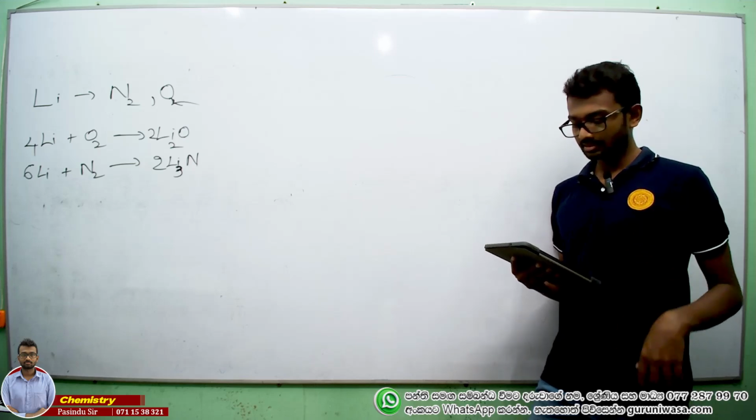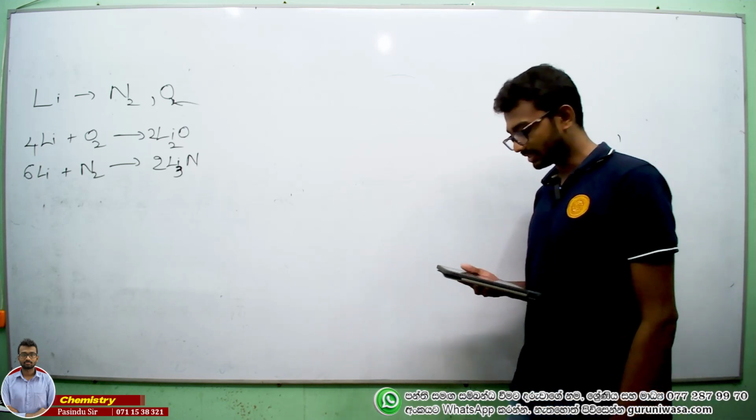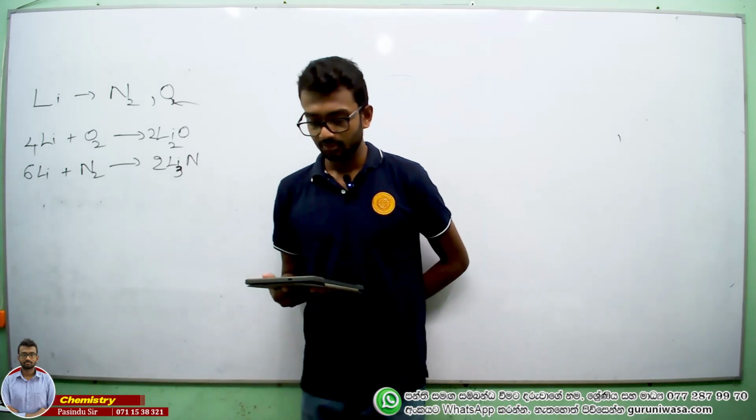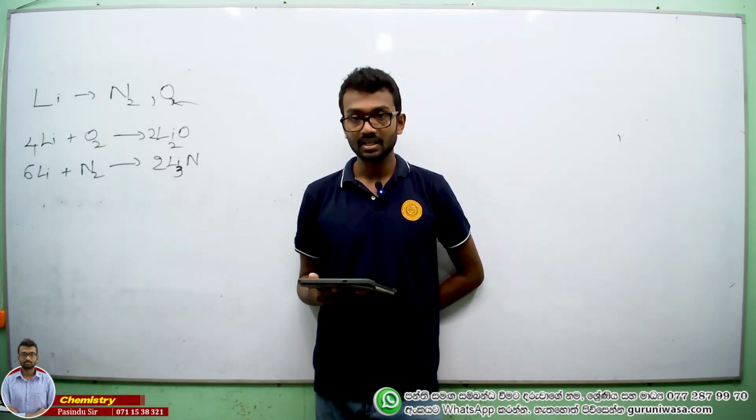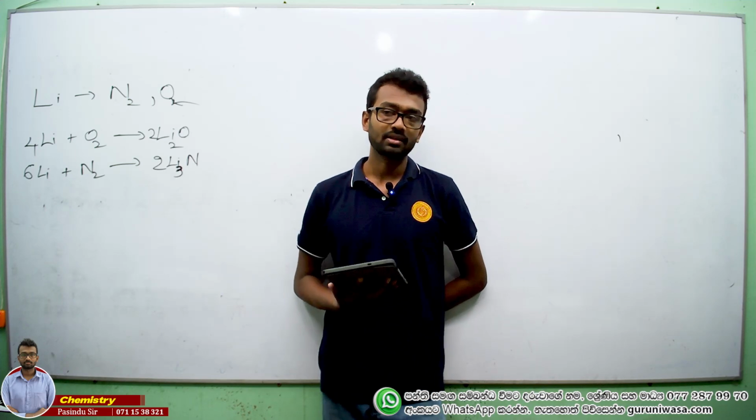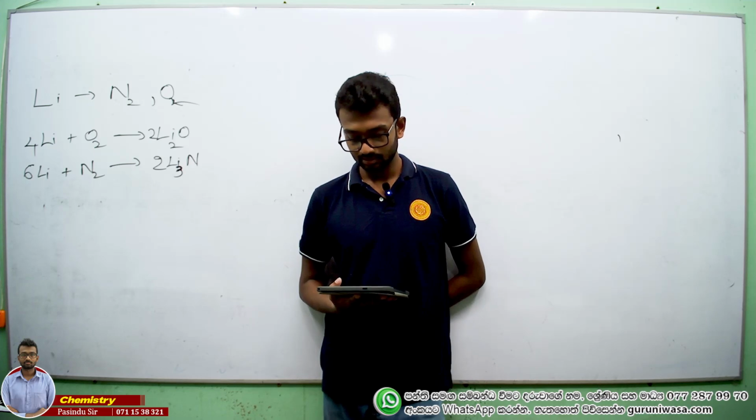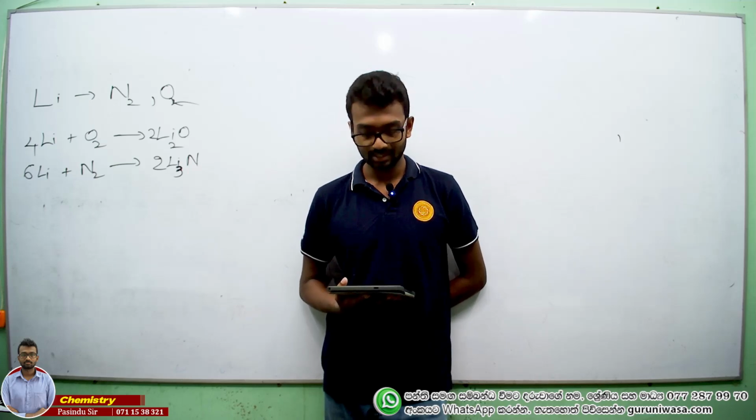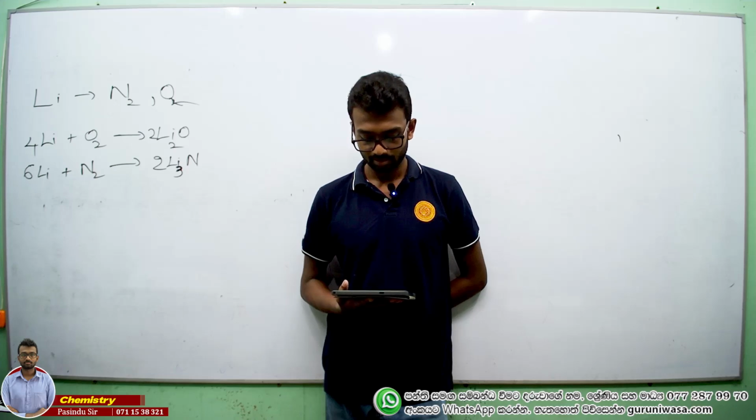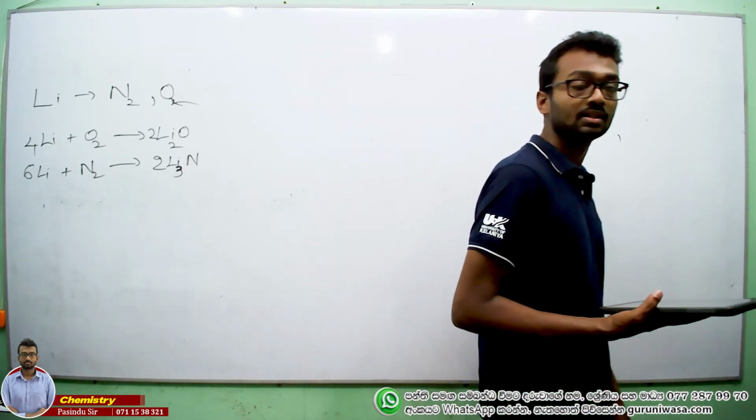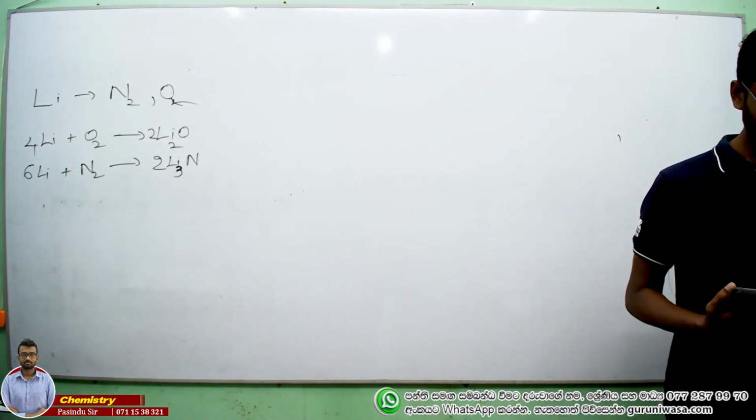Group 1 metals vigorously react with dilute acids to produce hydrogen gas and the relevant metal salt. Hydrogen gas and relevant metal salt.